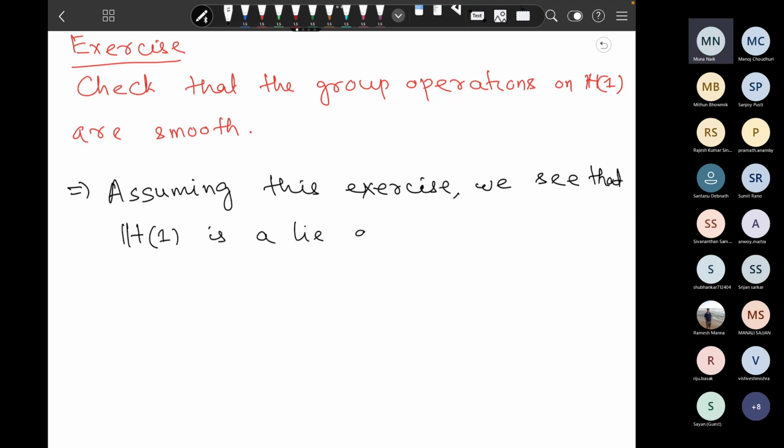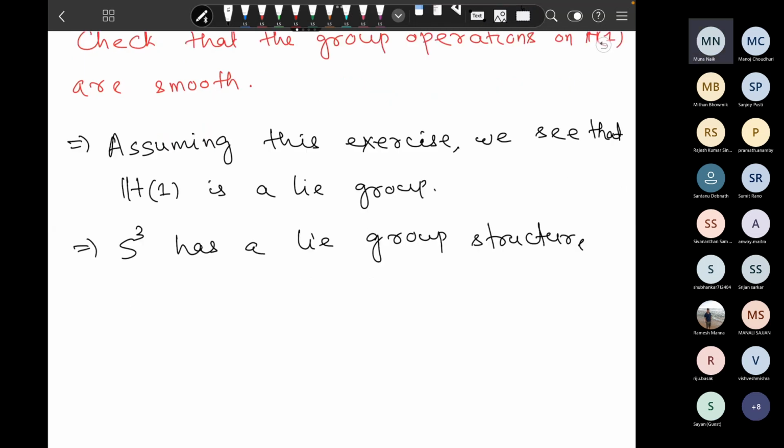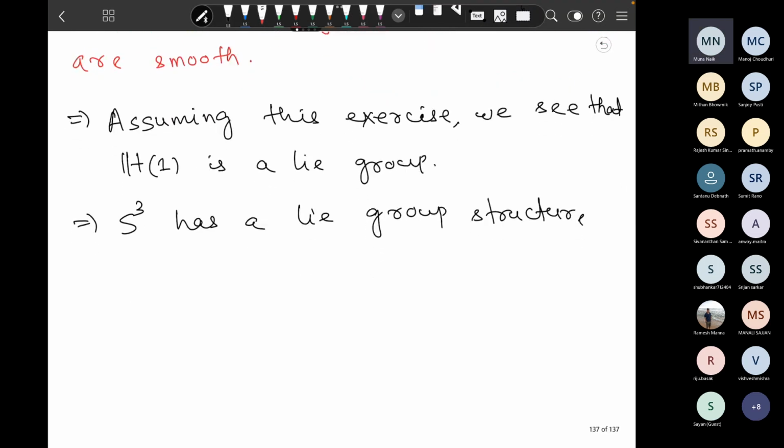Now this is equivalent to saying that S3 has a Lie group structure. So now there is an interesting geometric question people ask here: which spheres are Lie groups?